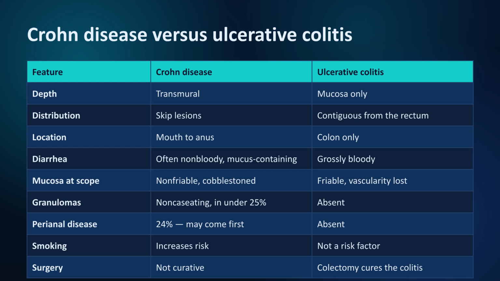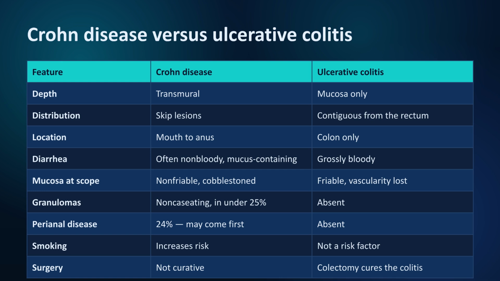This table is the one to memorize. Depth: transmural versus mucosa only. Distribution: skip lesions versus contiguous from the rectum. Location: mouth to anus versus colon only. Diarrhea: often non-bloody and mucus-containing versus grossly bloody. Mucosa at endoscopy: non-friable and cobblestoned versus friable with lost vascularity.